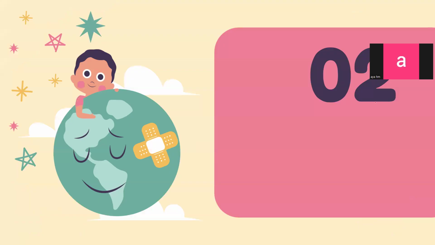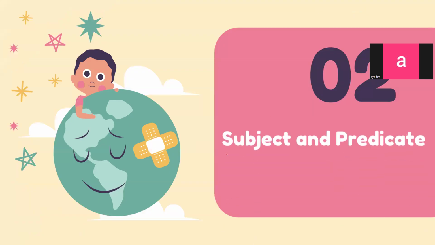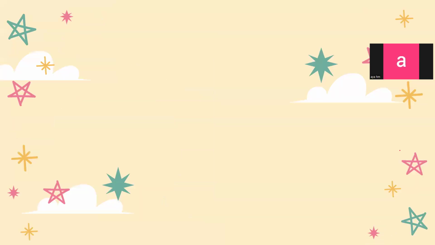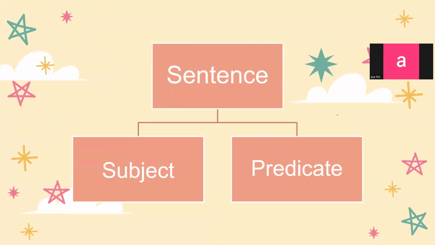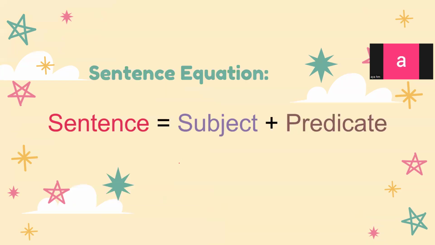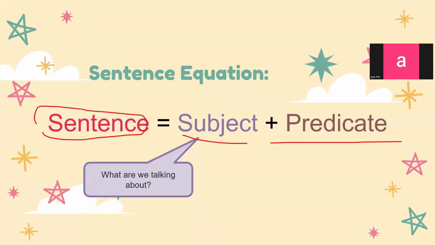So now we have the second thing, subject and predicate. What is the subject and what is the predicate? So in each sentence there is subject and there is predicate. Sentence equation: subject plus predicate equal sentence.